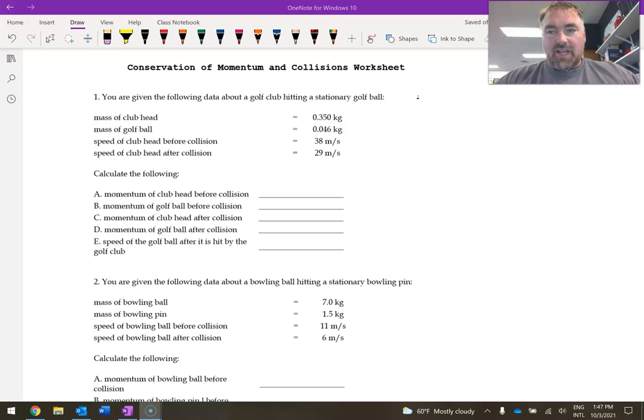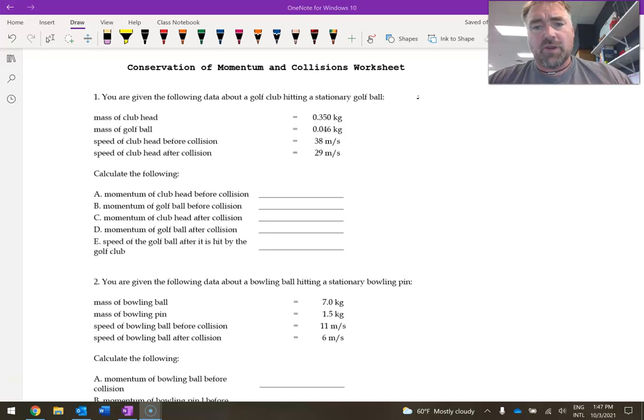Okay, in this last recording for the momentum worksheets, we're looking at conservation of momentum and collisions again. It's just practice using these equations and the law of conservation of momentum formula yet again. They give us all of our knowns already, the mass of the club head, the mass of the golf ball, and the club head velocity before and after the collision. They tell us that the golf ball is stationary, so the initial velocity of the golf ball is 0 meters per second. So they already gave us our givens.